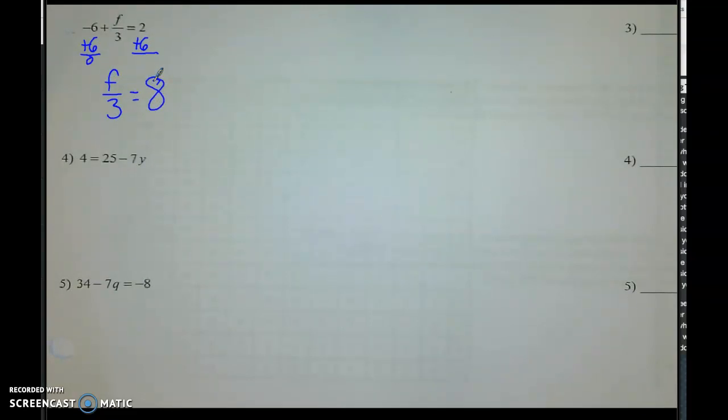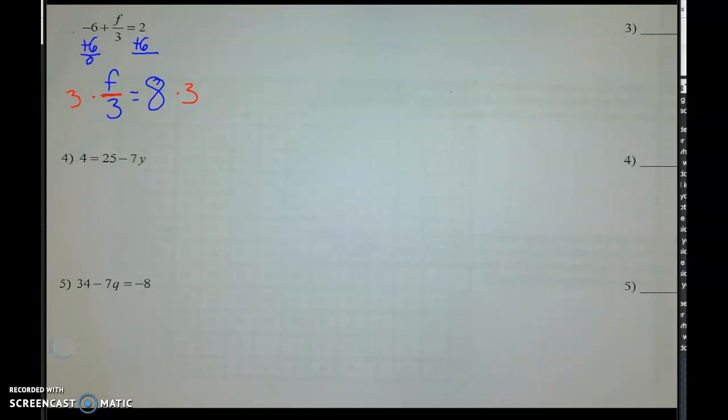Now, it's not done yet. f is not by itself. So remember that we need to get f by itself, so we've got to do the opposite of this divide. Remember, the opposite of divide is times. So we have to times by 3, times by 3. Finish that up, and that will let you know what f equals.